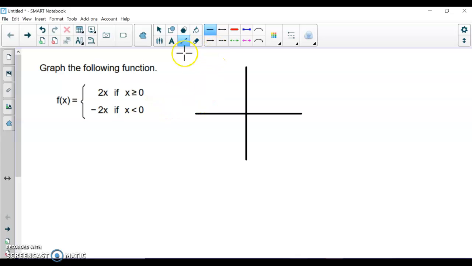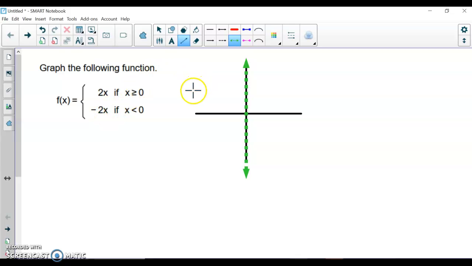All right, so to the left of 0, left of 0 will be this rule, actually. X is less than 0. We need to graph negative 2x. So consider the fact that x equals 0 is the y-axis. This is the line x equals 0. So to the left of x equals 0, it's negative 2x that we're looking to graph.